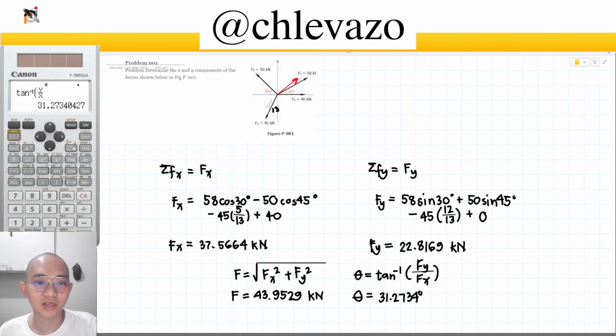Okay? So, yan yung red. Nadrinawin ko kung nakita nyo sa first system. This is, ang value neto, 43.95 to 9 kilonewtons. I hope this is very clear.